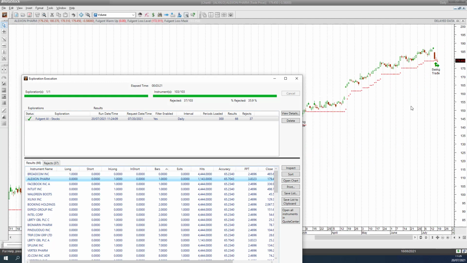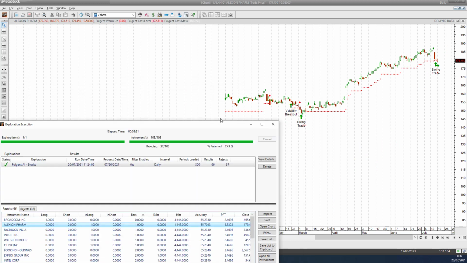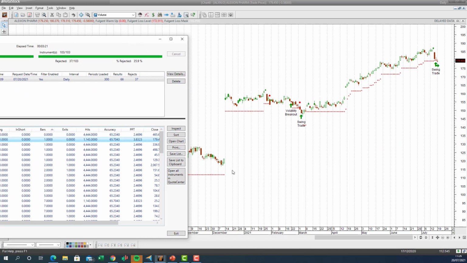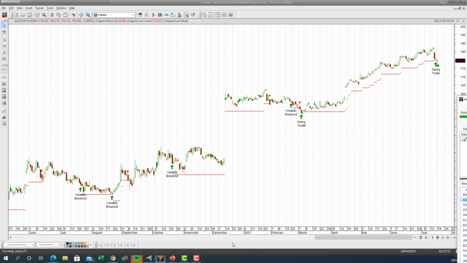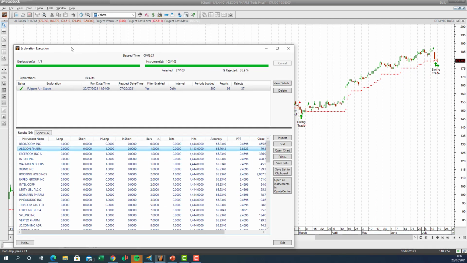Takes a second. Swing trade signal. You can see how this trade's been working out very nicely for a very long time. Volatility breakout there, huge move. This trade here, also volatility breakout, huge move. You can see here, so this one gave you fantastic trades as well on an AI basis.